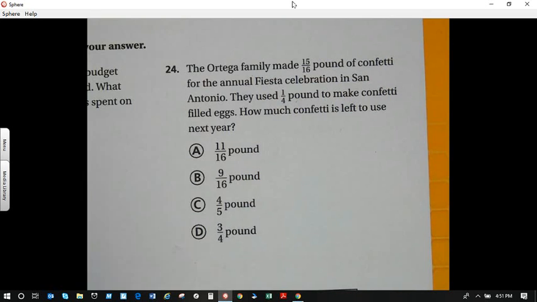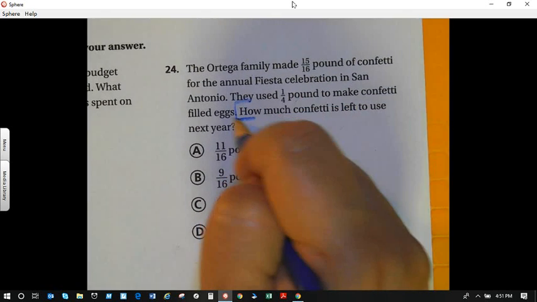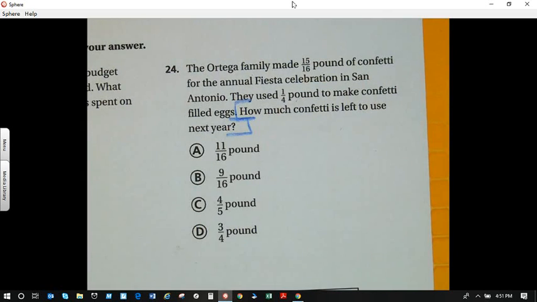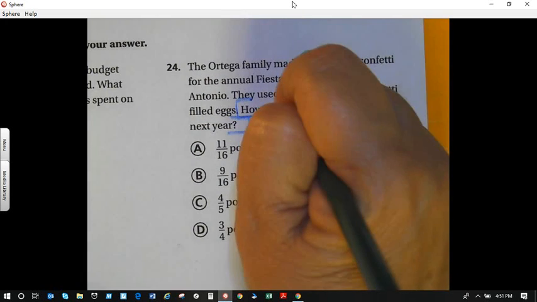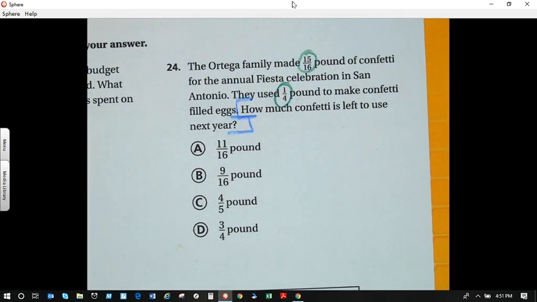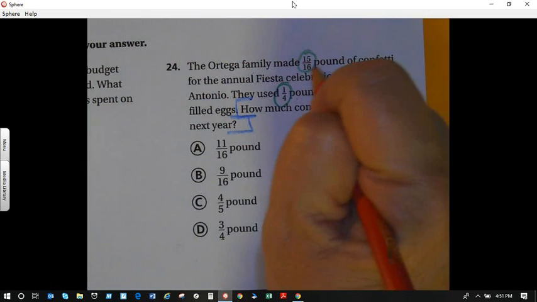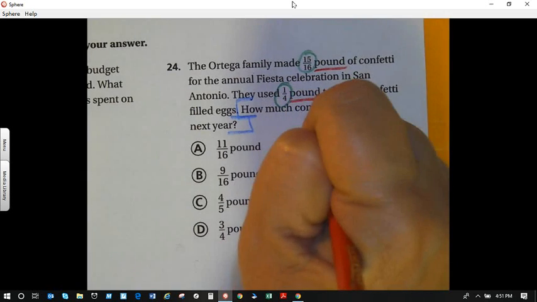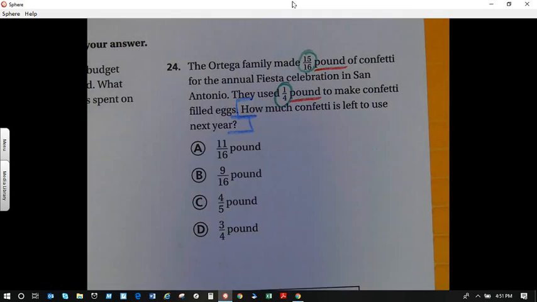First things first, I need to put brackets around my question. So what's my question? Very good. How much confetti is left to use next year? The next thing is I need to circle my numbers. The next thing I need to do is underline units of measure. And it's pound. Okay? Next thing I need to do is bullet my work.